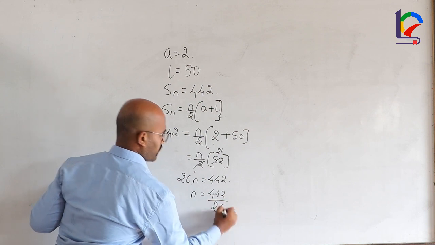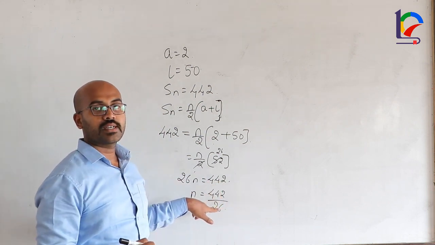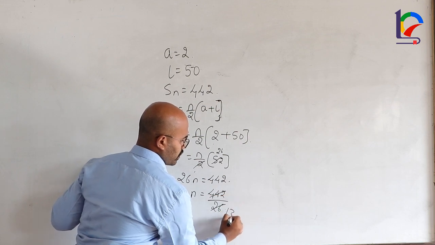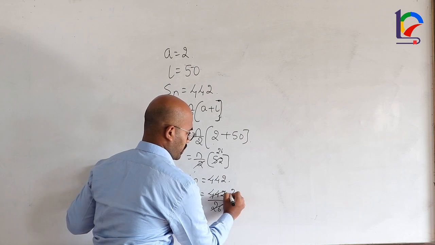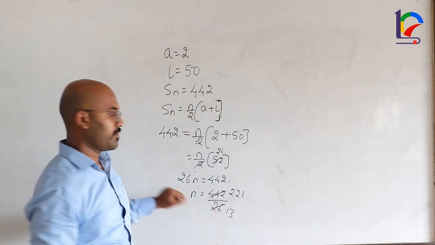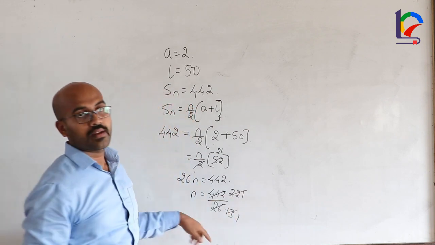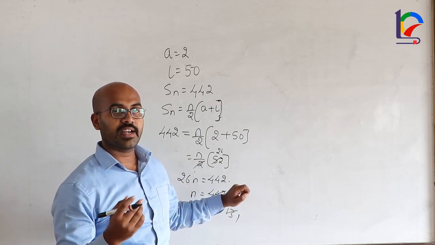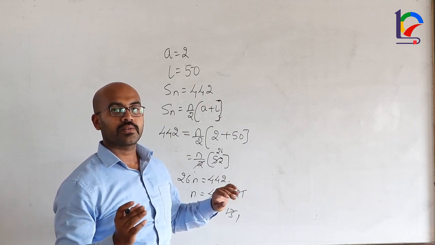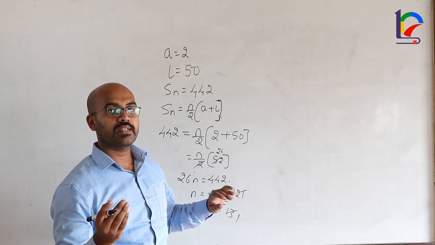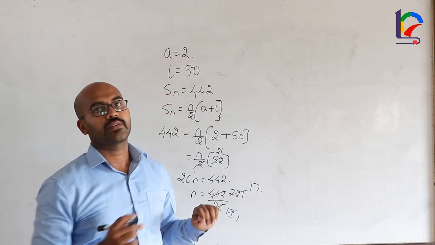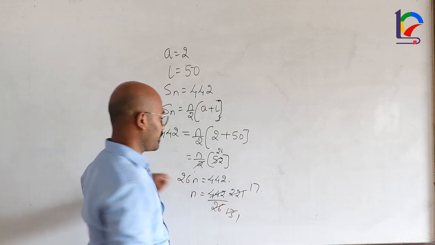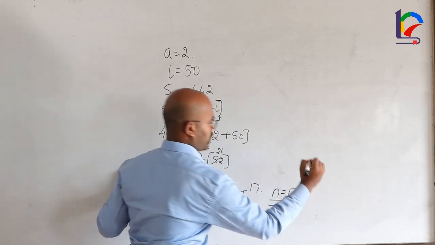So n is equal to 442 by 26. So 442, is it a multiple of 26? Obviously it should be. So let me divide by 2. 2 13s are 26, then here 2, 2, 1. So 13 ones are 13, 13 tens are 130. So the remainder is 91. So how much is 91? 13 fives are 65, 78 and 91. So 13 sevens are 91. So try to do the calculation without using the long division method or using the calculator. So the value of n is 17.